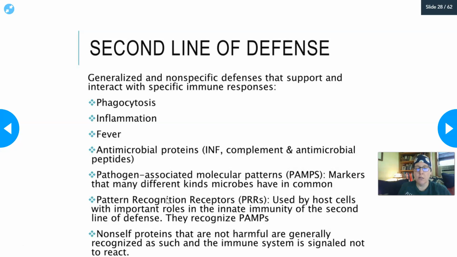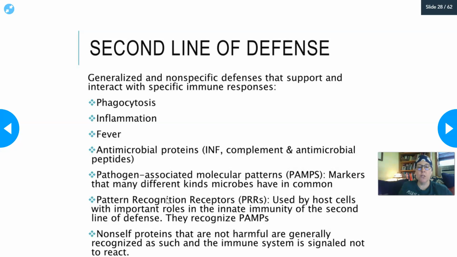They're used by host cells with important roles in innate immunity, and they recognize the PAMPs. So they're receptors, antigens or proteins. The receptors are on the white cells; the antigens and proteins are on the microbe. They interact, and the white cell in the first line of defense recognizes the microbe as a pathogen, and that's all it knows. It doesn't know what specific pathogen it is. It just knows it's a pathogen, so it must be destroyed.